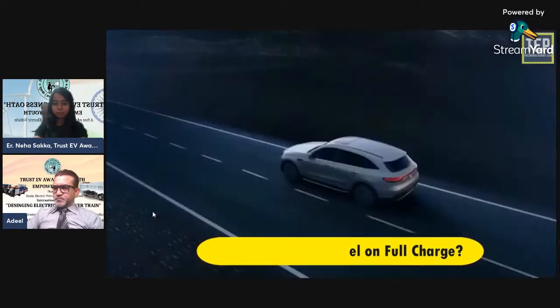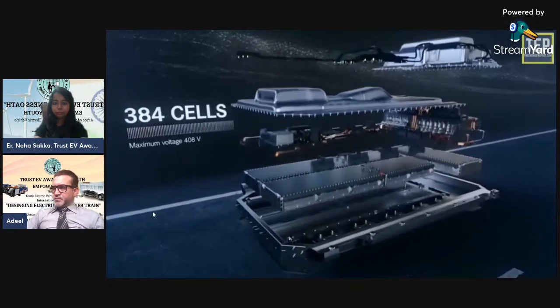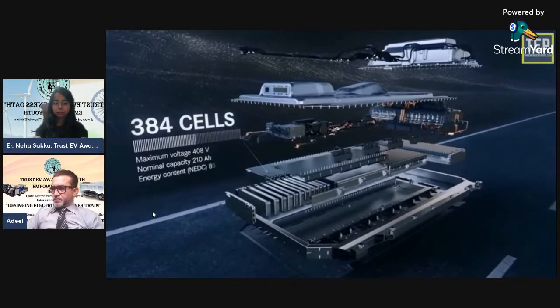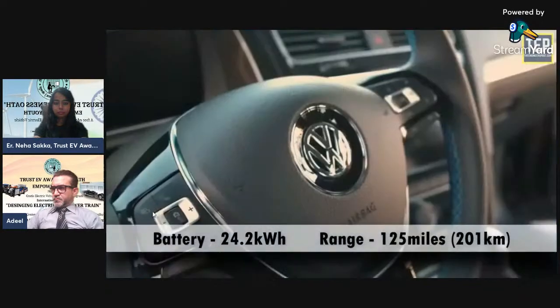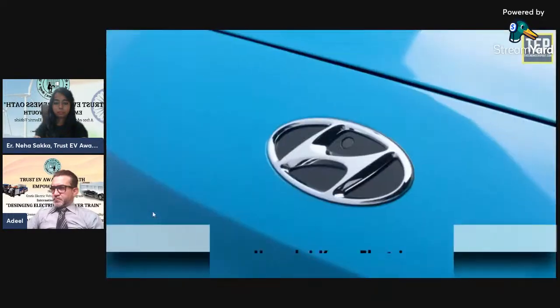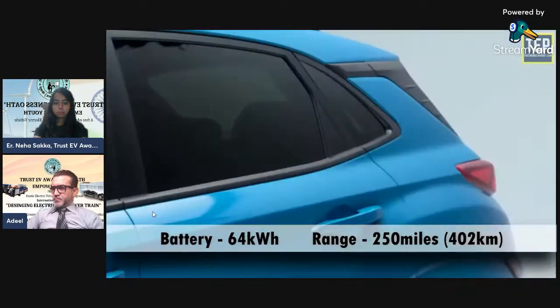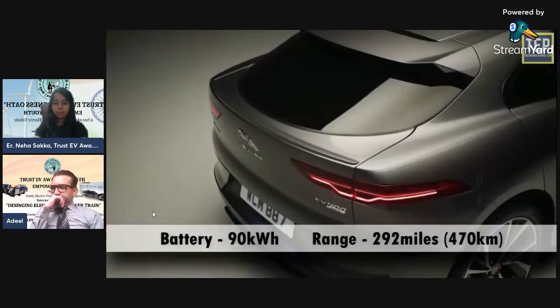An electric vehicle's range is dependent on the battery size. The bigger the EV battery, the more power and the further you travel. Here are examples of how far some electric cars' charge will go. Volkswagen e-Golf ranges up to 125 miles. Hyundai Kona Electric ranges up to 250 miles. And Jaguar I-Pace ranges up to 292 miles.